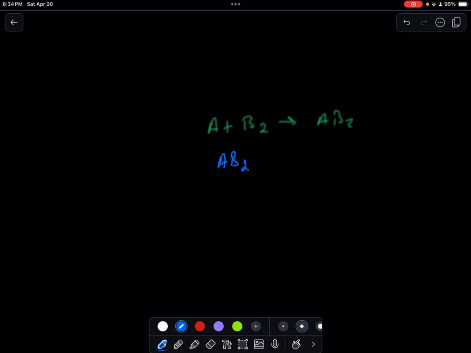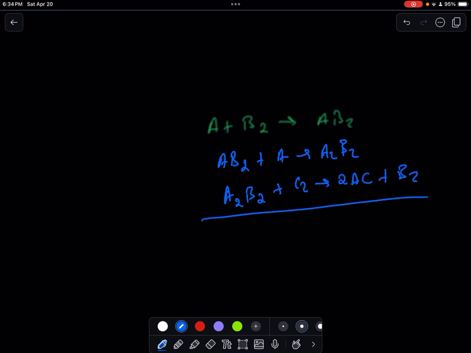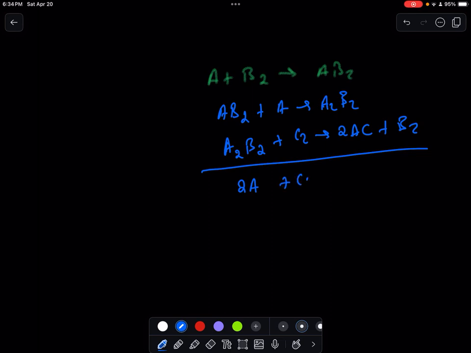So let's try this. A plus B2 goes to AB2. AB2 plus A goes to A2B2. And A2B2 plus C2 goes to 2AC plus B2. So 2A plus C2 goes to 2AC. That is the overall reaction that we have found from this mechanism. What is the role of species B in this mechanism? Pause the video and see if you can figure it out.